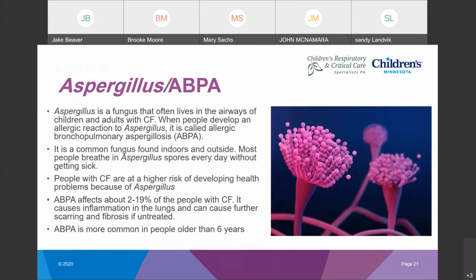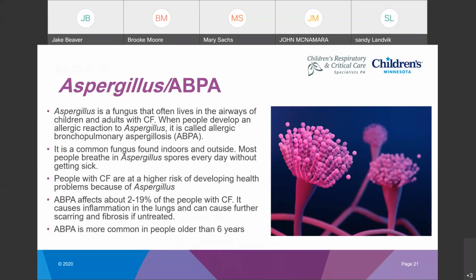Aspergillus is a fungus that lives in the airways of children and adults with CF. When people develop an allergic reaction to Aspergillus, it's called allergic bronchopulmonary aspergillosis. It's a common fungus that lives indoors and outdoors. We all breathe in Aspergillus spores every day without getting sick. People with CF, though, are at higher risk of developing health problems because of Aspergillus.